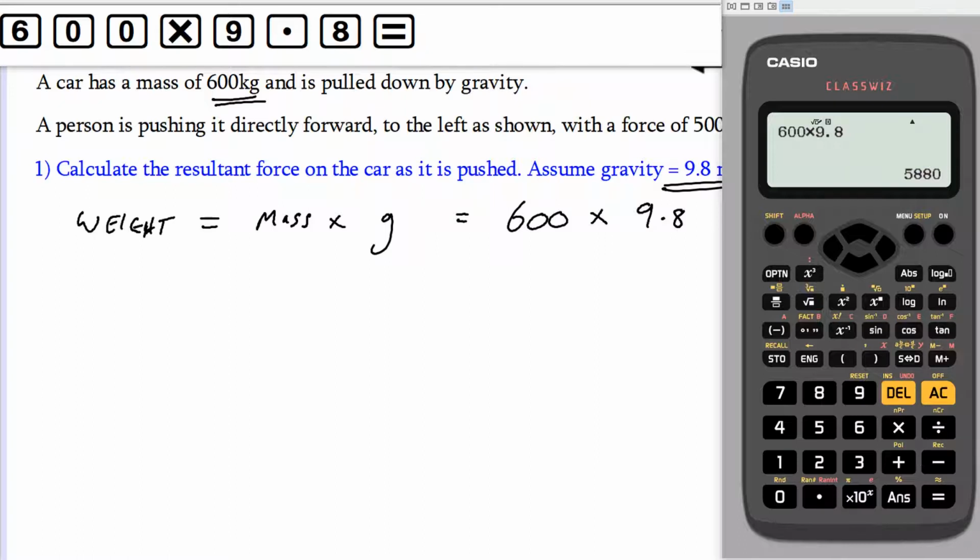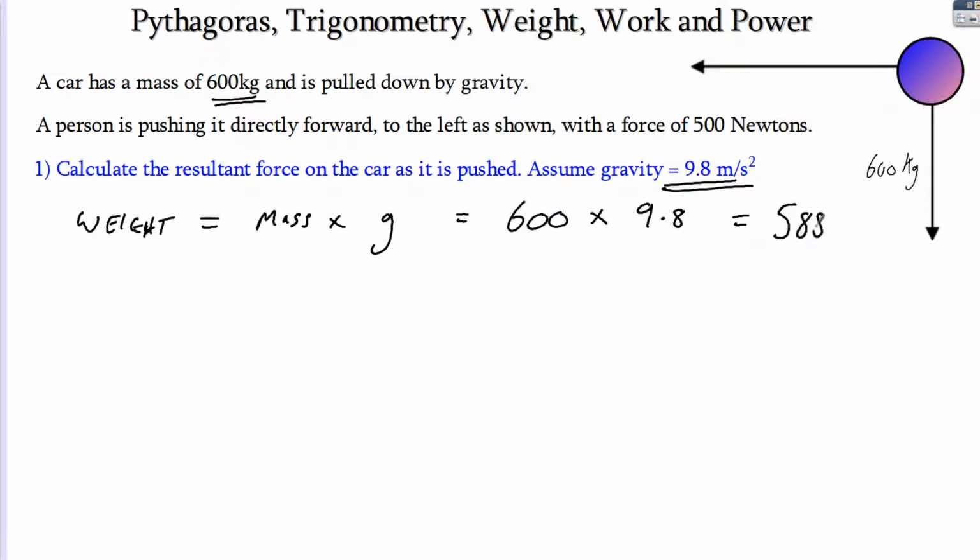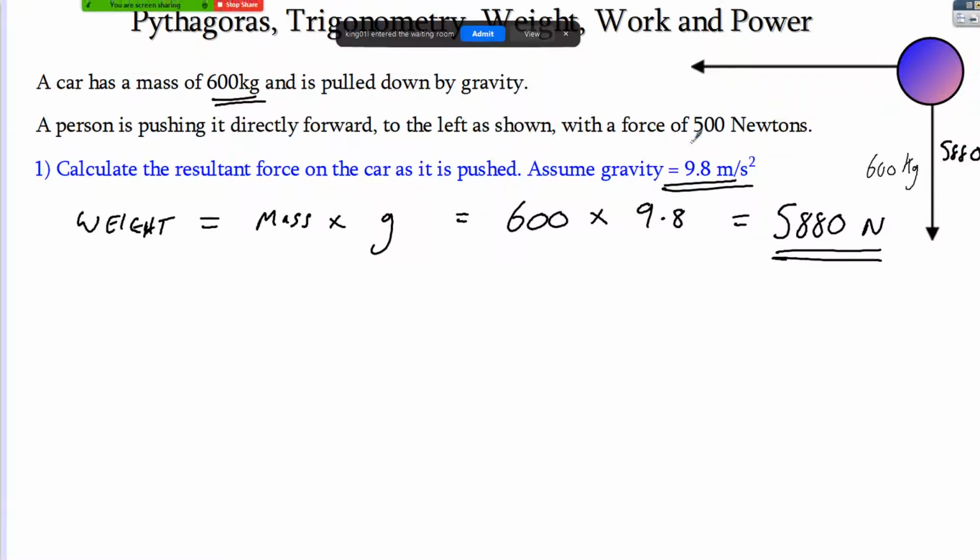5880 is the number. But what are the units of this number? Because it's a weight. Well done, newtons, which we can put as capital N. So the force, we know the mass, but the force down is 5880, and we know the force being pushed is 500 newtons directly to the left, which is like from behind the car. We're looking at it from the side, if you like.